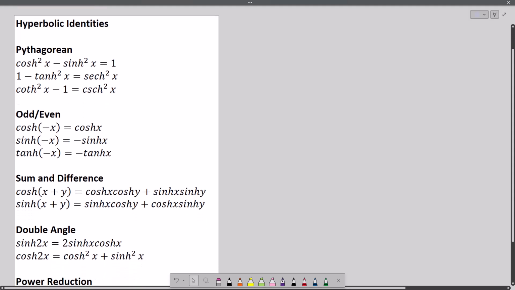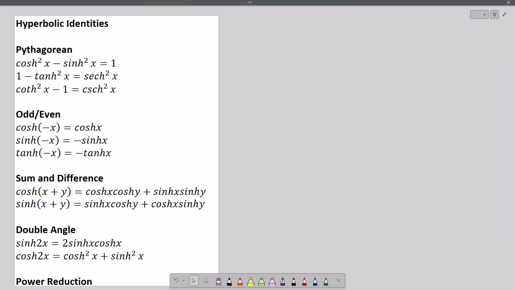So with the circular functions, your primary Pythagorean identity is sine squared plus cosine squared is 1. It comes from the unit circle. Here, your primary Pythagorean identity comes from the unit hyperbola. You get cosh squared minus sinh squared is 1. And so then the question is, well, how do you remember which one comes first? With the circulars, it doesn't matter. Sine squared plus cosine squared or cosine squared plus sine squared. For the hyperbolics, it does matter. Cosh has to come first. Cosh squared minus sinh squared is 1.